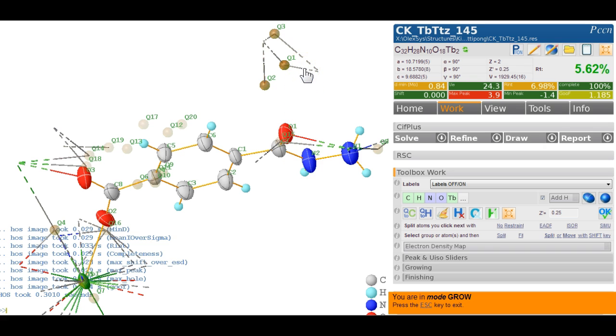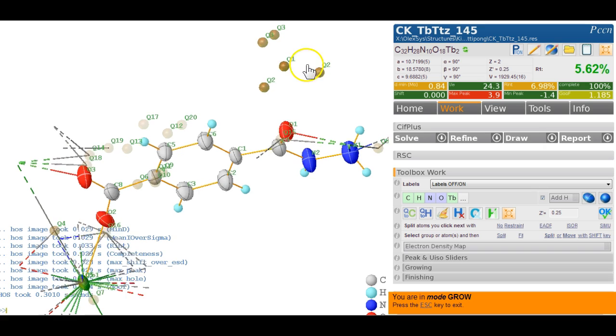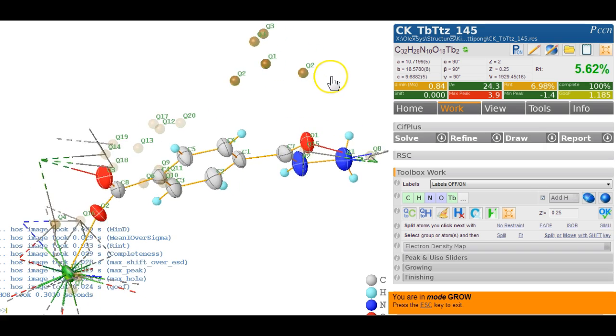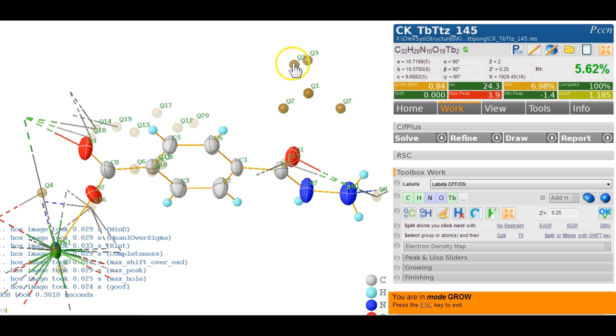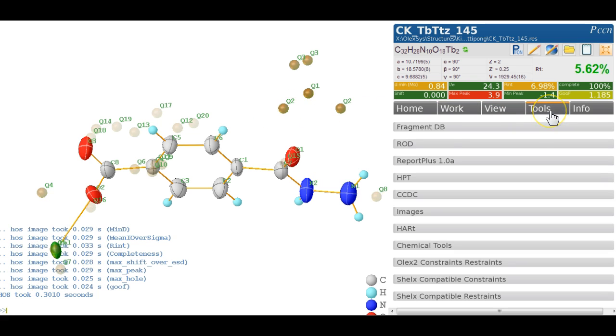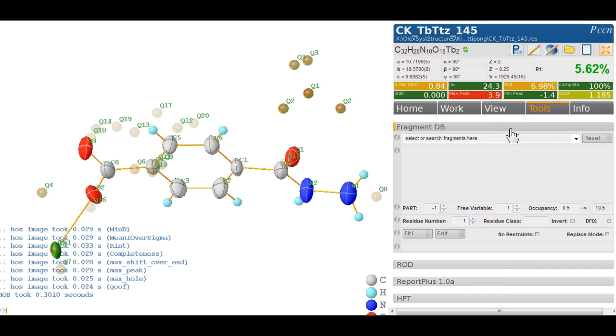And if we click on that bond, you can see what we've got here is probably a nitrate. So how do you get a nitrate in there? So it behaves Q3. These are symmetry equivalents. What we need to fit a nitrate in here. My suggestion would be to use the FragmentDB tool.